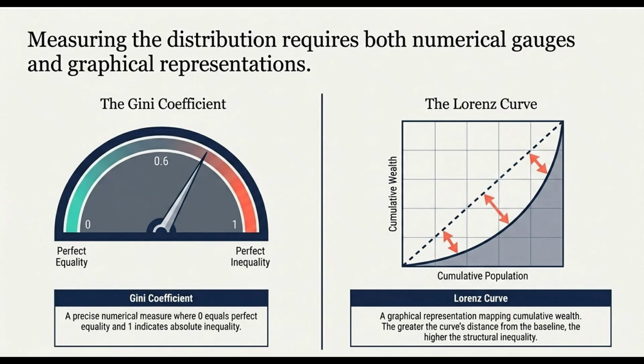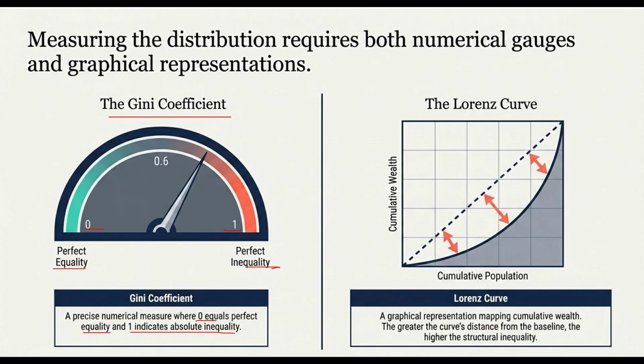To understand inequality, economists use both numerical and graphical tools. One important tool is the Gini coefficient. It's a numerical value between 0 and 1. A value of 0 represents perfect equality, while 1 shows absolute inequality, where one person owns everything.